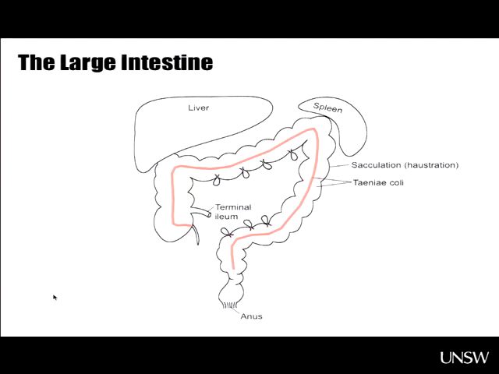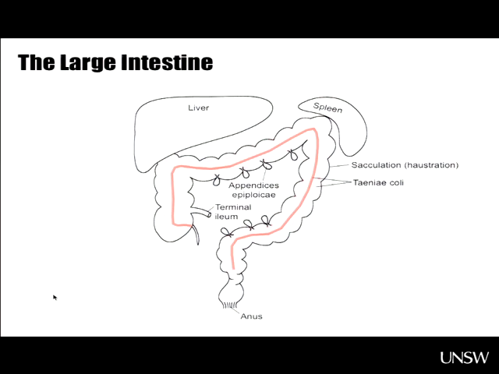Now, another feature that you see, particularly on the transverse colon and the sigmoid colon, are these little fat-filled appendages. So these are called the appendices epiploicae. These are a means for the body to store fat in the serosa of the large bowel, and they form these little tongue-shaped things that hang off the large bowel, particularly in the transverse colon and the sigmoid colon.